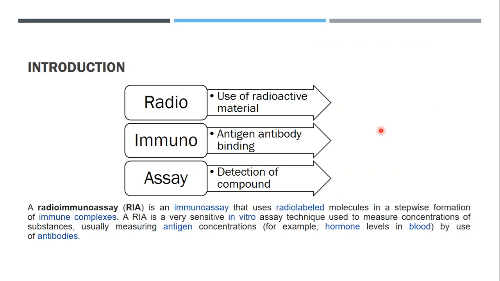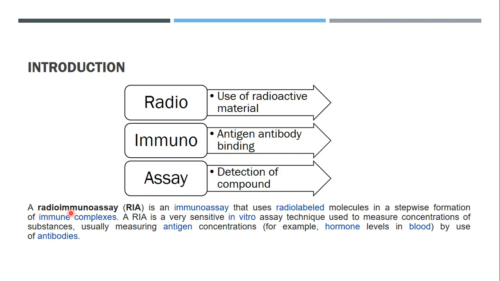So now let us see what is meant by radioimmunoassay. As you can see, it is made up by combining three terms, that is radio, immuno and assay. By radio we mean use of radioactive material, the materials which emit radiations like alpha, beta and gamma. The second term, immuno, generally stands for antigen antibody binding. And assay means detection of a compound, or you can say to find out the percentage purity.